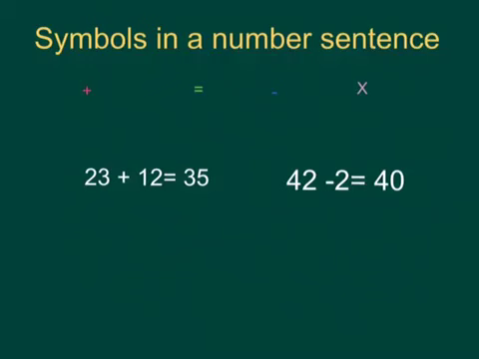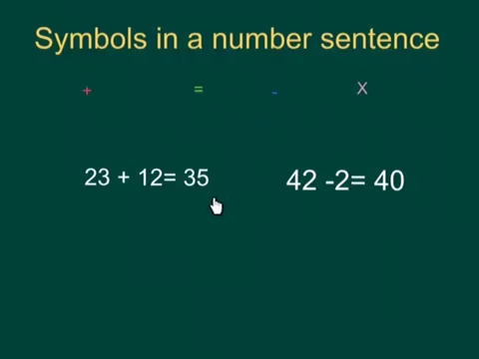Now, you would have noticed that there were some symbols in those number sentences we just looked at. This symbol here means addition. So that's when we add or join together or find out how many altogether. This is the equals symbol. That comes just before our total. This is the takeaway symbol or minus or subtract when we take a number away from another one. And this one is the multiply symbol or times symbol.